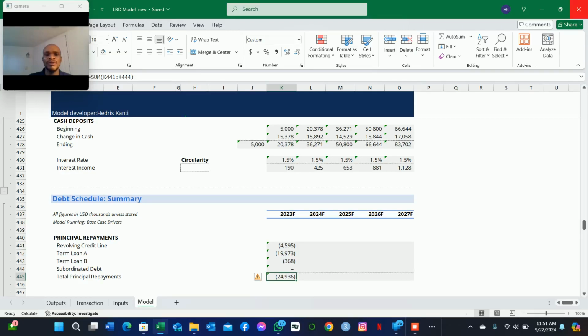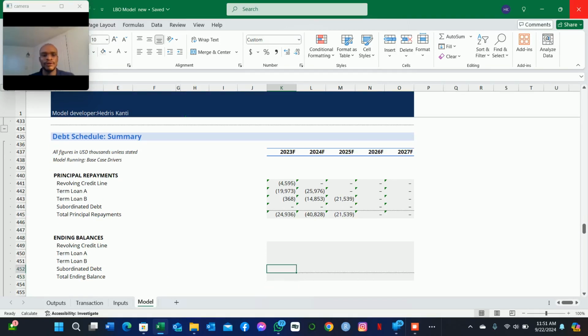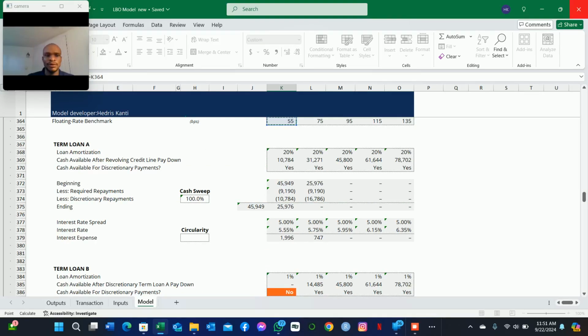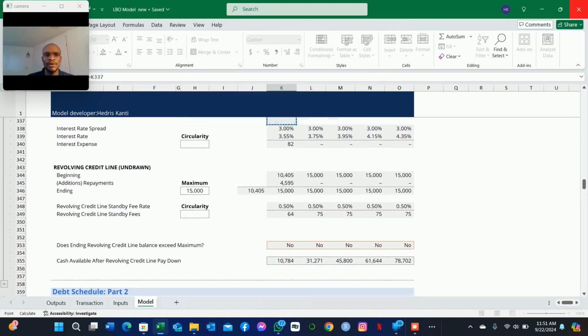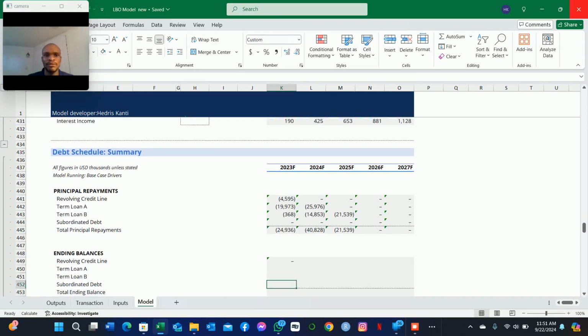So going forward, we could just copy all of this. We could just fill this right with Control R. So we have the principal repayment set up there for now. But for the ending balances, we will just grab whatever the balances were. So if we go for the line of credit, we grab the ending balance of the line of credit. So we are taking the line of credit ending balance, the drawn portion of the line of credit.